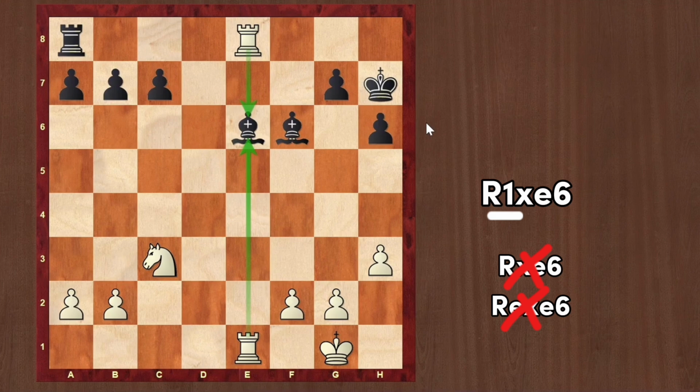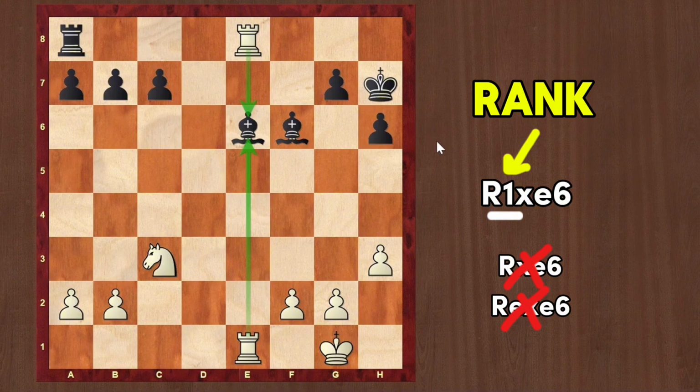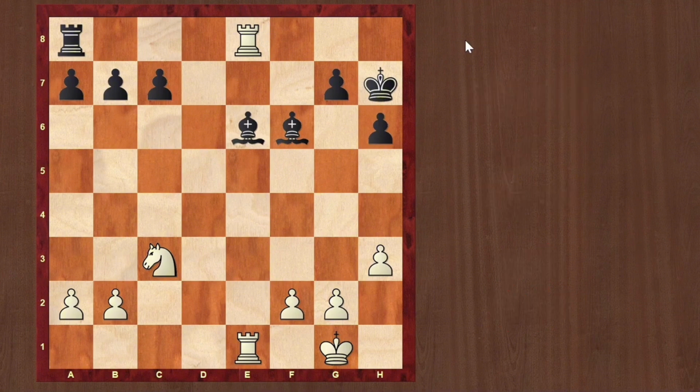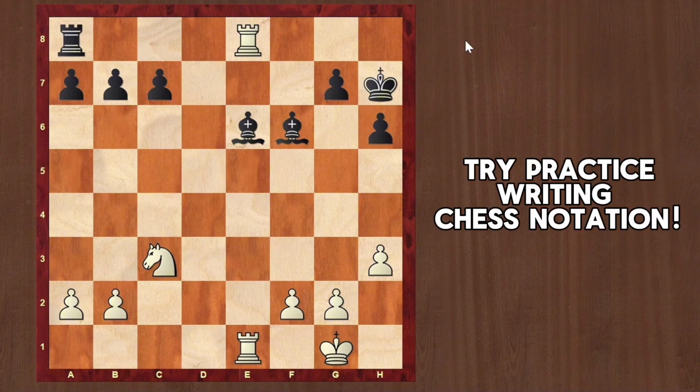In this case, you have to specify which rank the piece is on. If you said rook 1 takes E6, that would be this rook. And if you said rook 8 takes E6, that would be with your other rook. These are two small notation changes that are really important to know. But with that, we've completed this game, and you've gotten everything you need to know about notation up to this point. So after you've finished this video, try practicing writing chess notation by yourself.